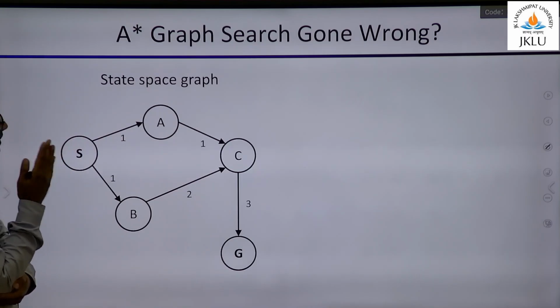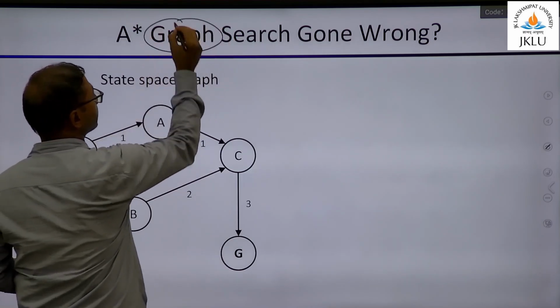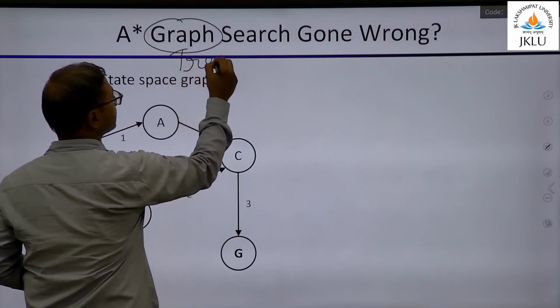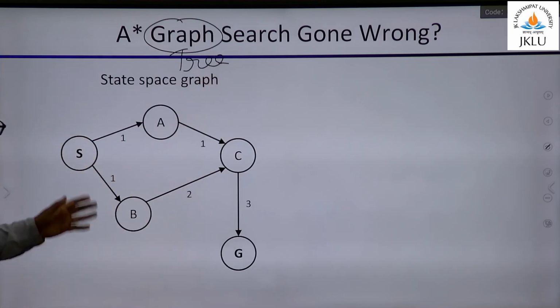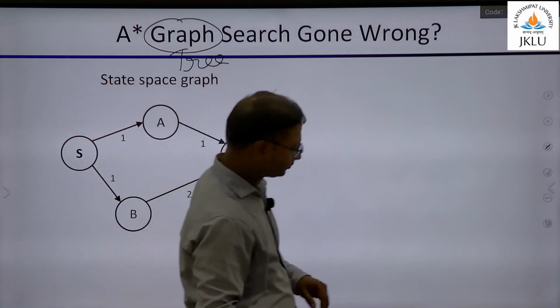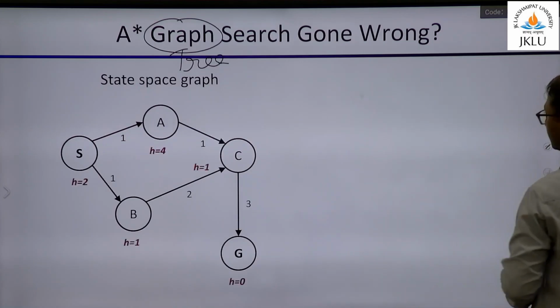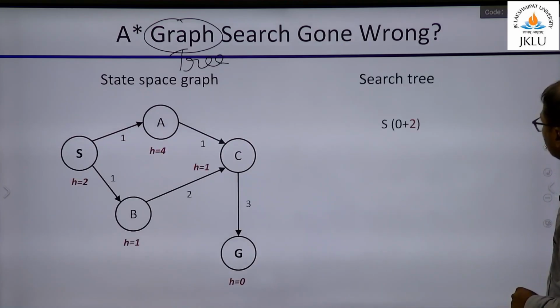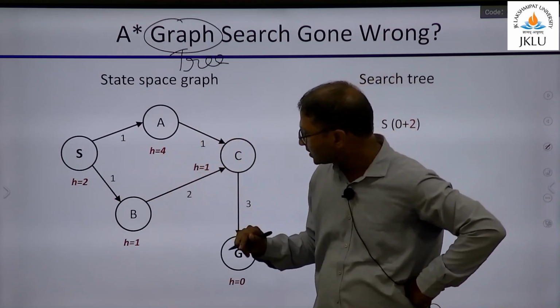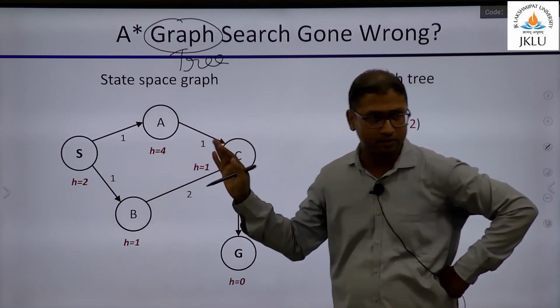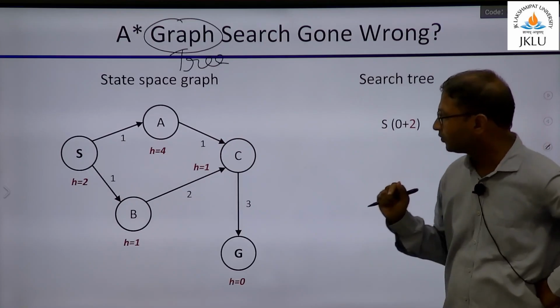A star graph search gone wrong. Until now we have done A star tree search. Now, if this is the graph, let us see this step by step. This is the things given to us. H, our heuristic, is given to us. What do we do next?